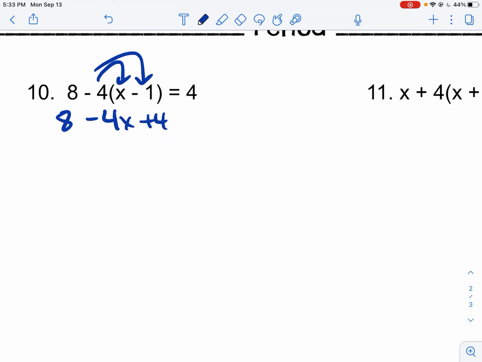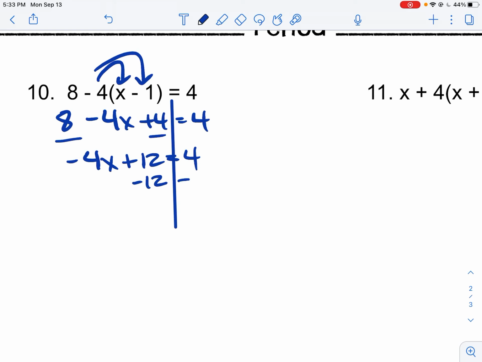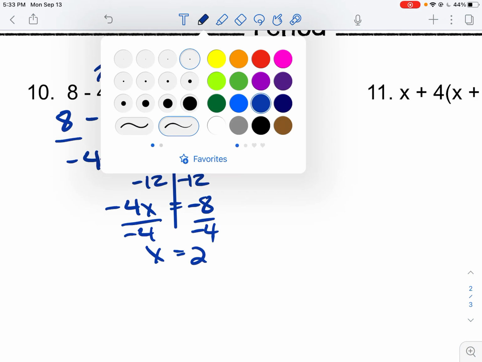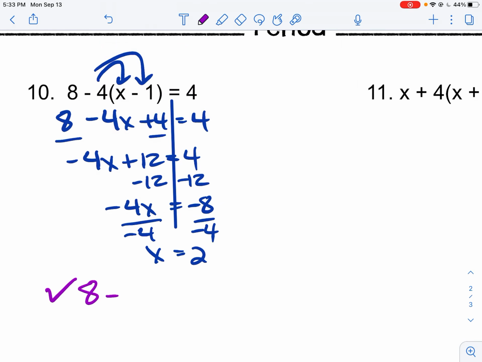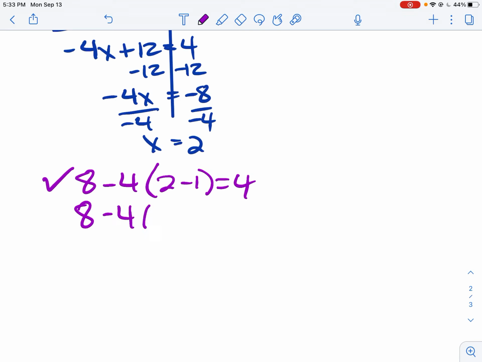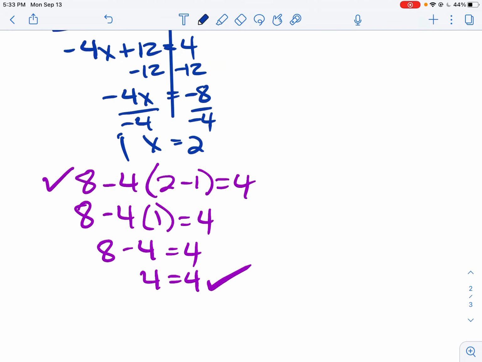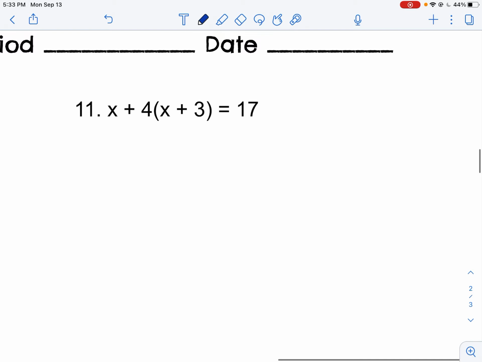Okay, so we have distributive again. 8 minus 4x plus 4 equals 4. So I combine like terms and I get negative 4x plus 12 equals 4. I subtract 12 from both sides and I get negative 4x equals negative 8. Divide by negative 4 and get x equals 2. So 8 minus 4 times 2 minus 1 equals 4. 8 minus 4 times 1 equals 4. 8 minus 4 equals 4. 4 equals 4. Voila, I have the correct answer.